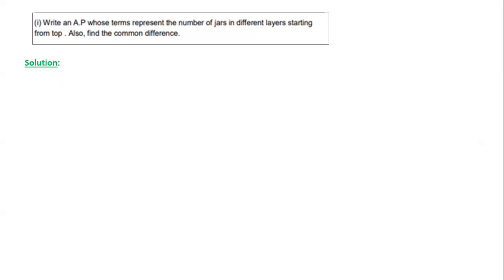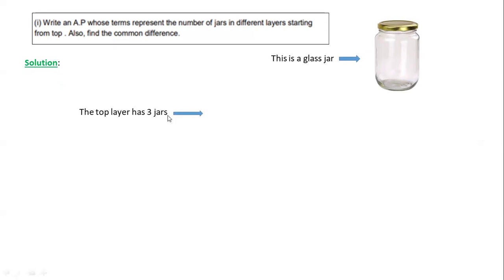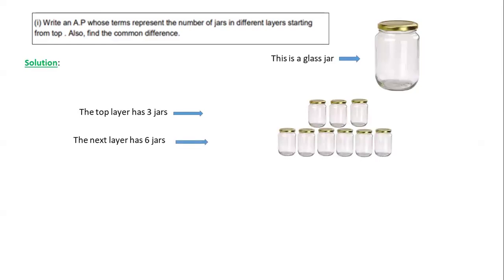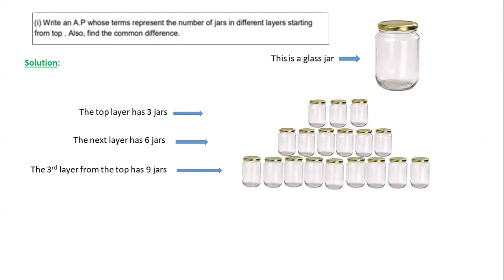Now, how does a glass jar look? Let's have a look. See, this is how the glass jar looks. This is just for you to understand. You don't have to draw any glass jar in your examination. Now, first he says there are 3 jars at the top. So the top layer has 3 jars, like this. The next layer has 6 jars. Let us draw those 6 jars. It would be like this. The third layer from the top has 9 jars. Let us draw 9. So you see 3, 6, 9 jars.